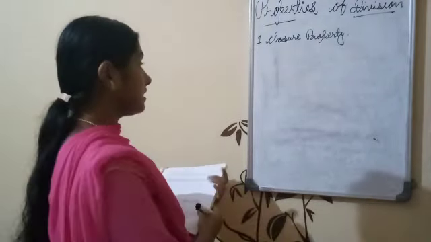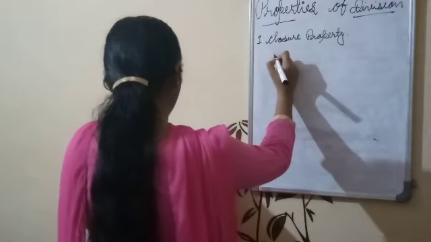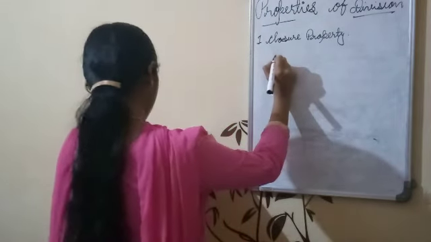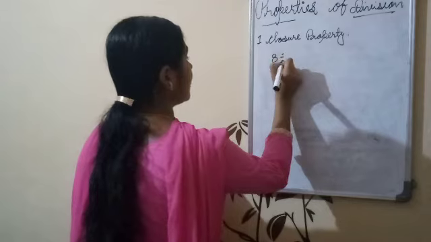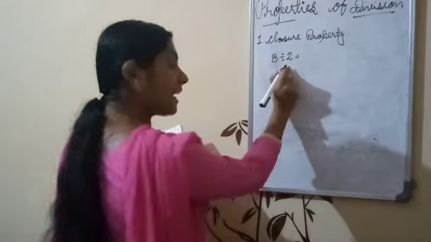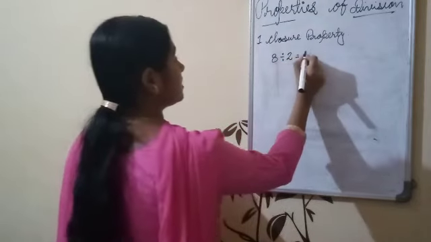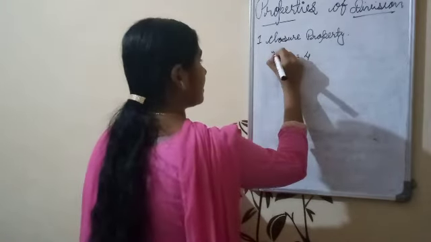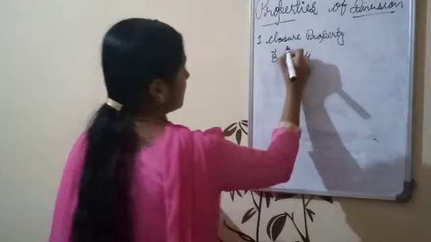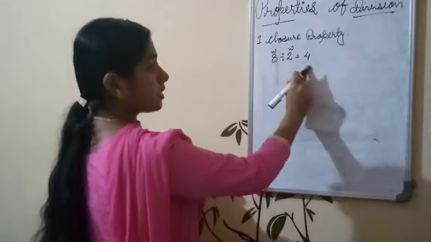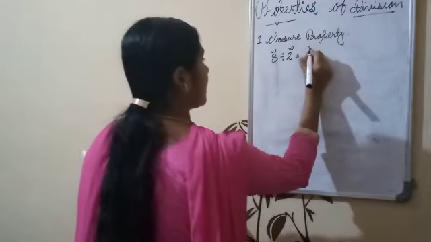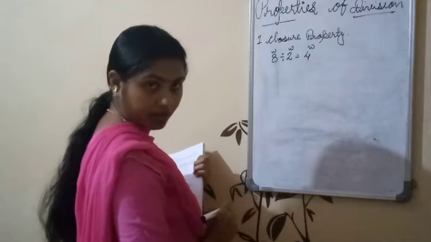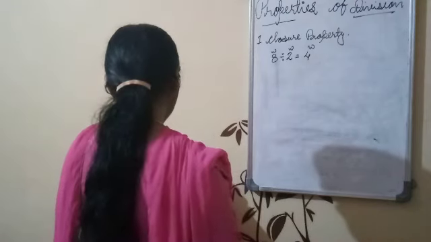Okay, then for example, 8 divided by 2. We know 8 divided by 2, the quotient is 4. Here 8 is a whole number and 2 is also a whole number. The quotient 4 is also a whole number.